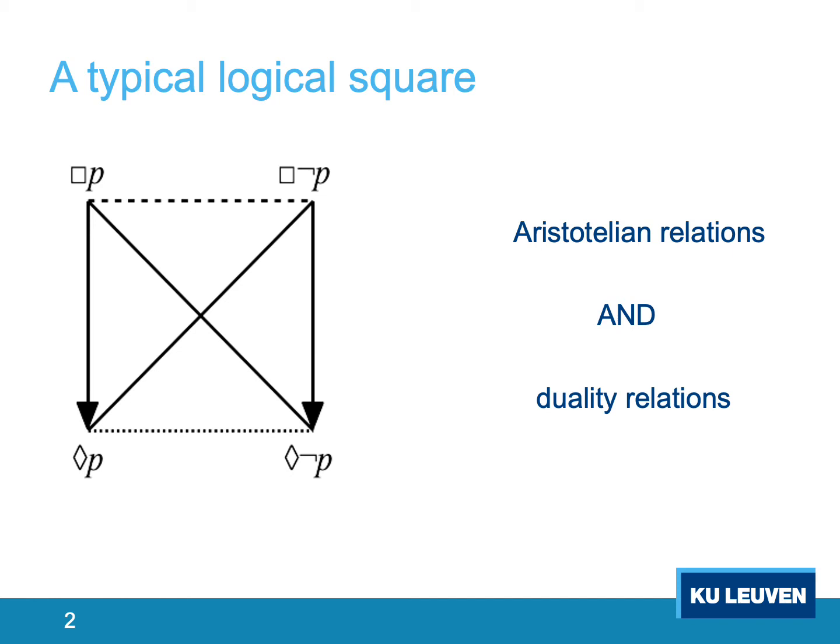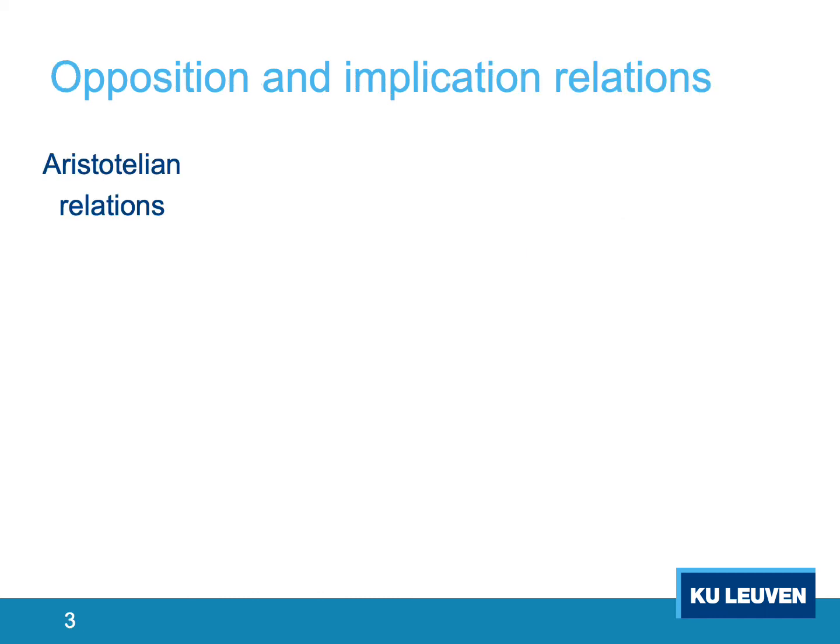Even though these two sets of relations are, conceptually speaking, quite distinct and independent from each other, this co-occurrence is something that we find over and over again in many logical squares. We have been studying this interaction between Aristotelian and duality relations for quite some time. In this paper, we take the next step.